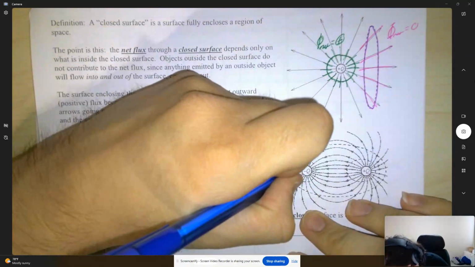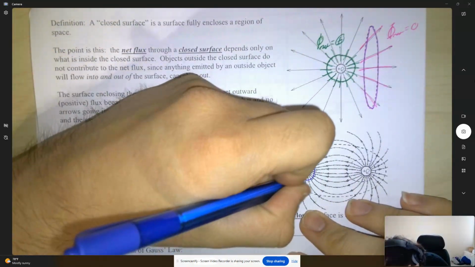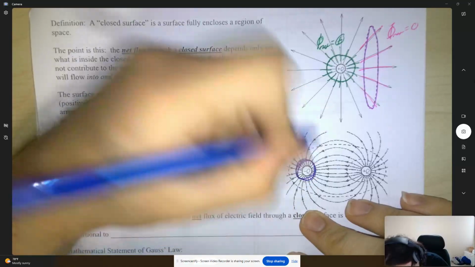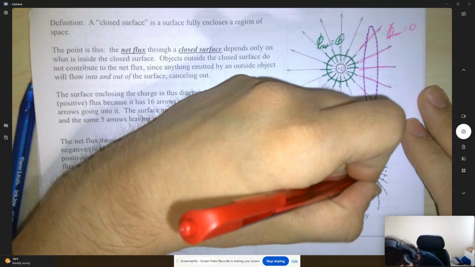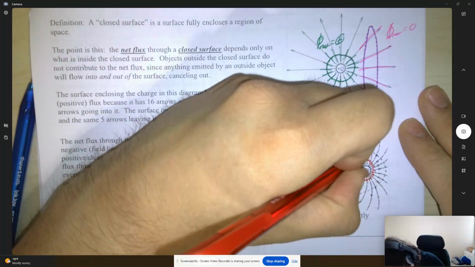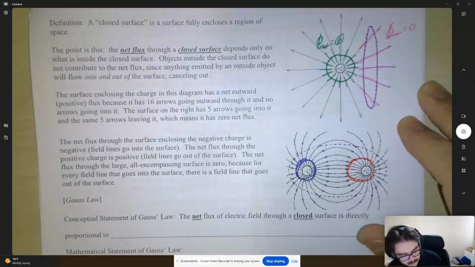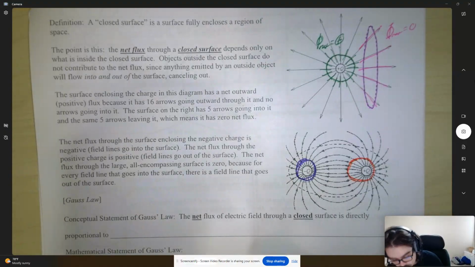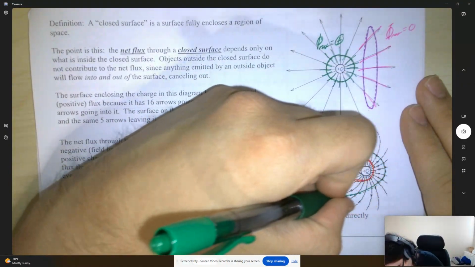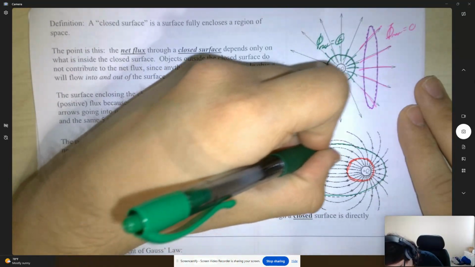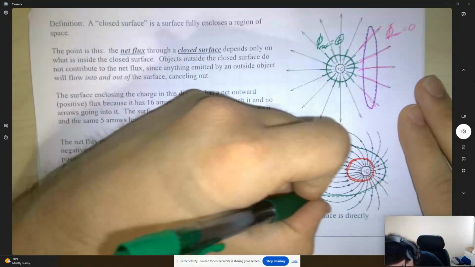You have one surface right here enclosing the negative charge, one surface over here enclosing the positive charge, and they're different sizes, which is fine. And then you have one big oval enclosing both of the charges. Do you see that?